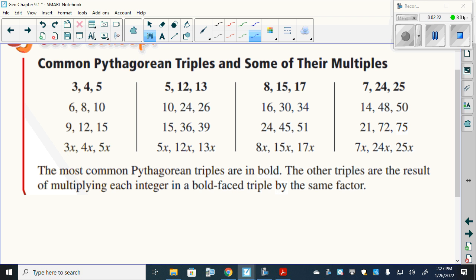The ACT likes using Pythagorean triples on the test, especially 3, 4, 5, or any of its iterations, or using any of the others here. So any of these are Pythagorean triples. You don't have to fill these all in, because these are also listed in your book.